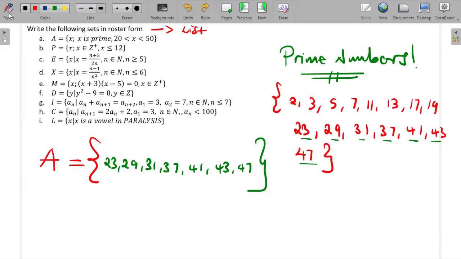How about 27? 27 is not a prime number because 27 can be divided by 1, can be divided by 9, can be divided by 3, it can be divided by 27 itself. So the factors are more than 2. So it's not a prime number. Okay, thanks.